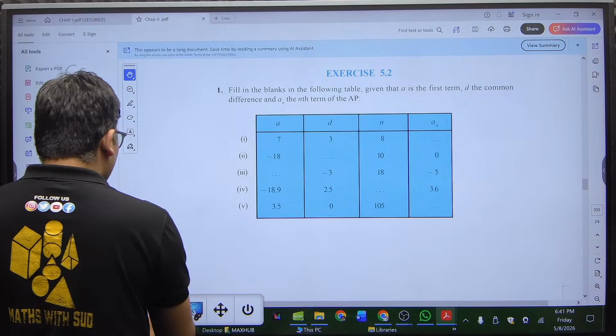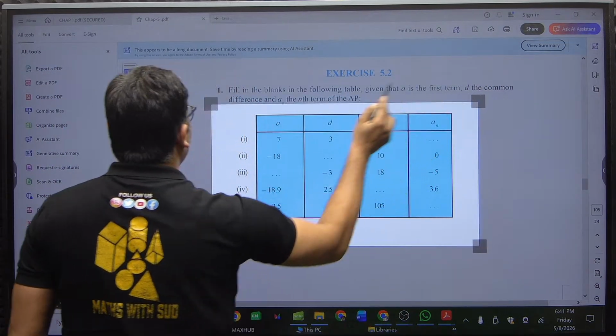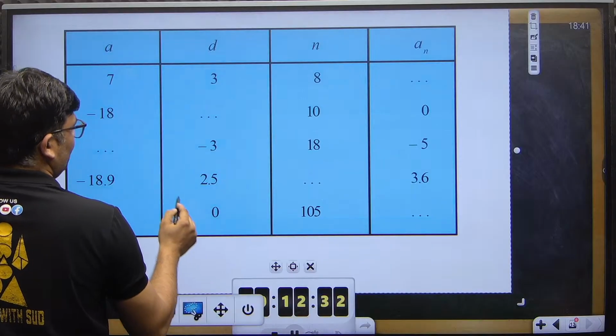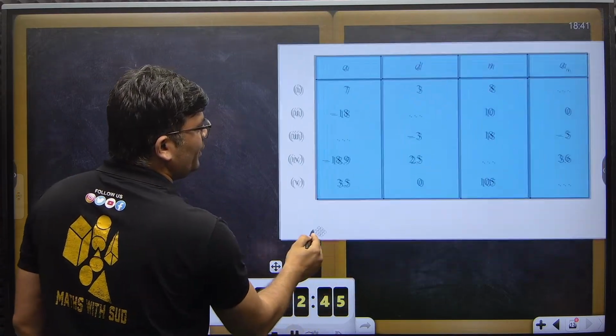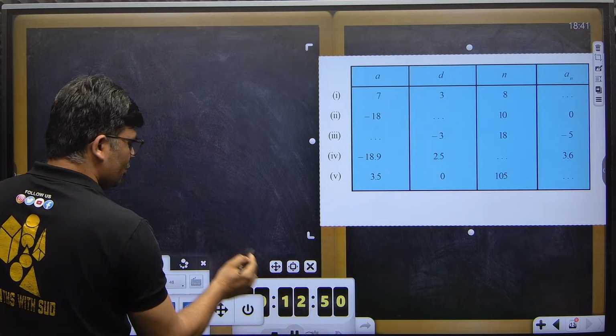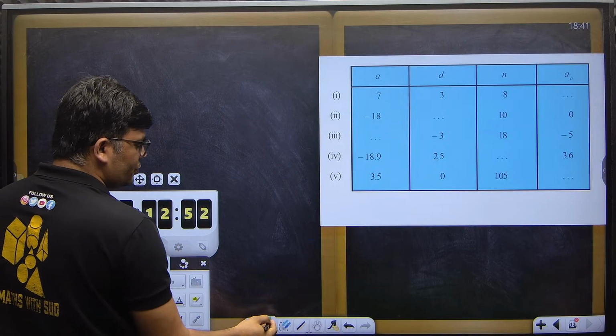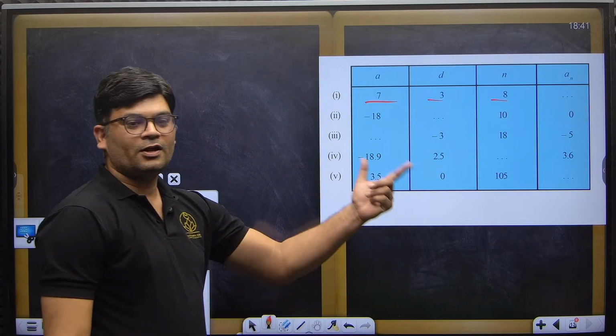Okay, so these are very simple questions, and these are fill in the blanks. Let me see who does first. Okay, you have to fill it. So you have 3 variables in every question. 1, 2, 3, 4. You have to fill one of them.